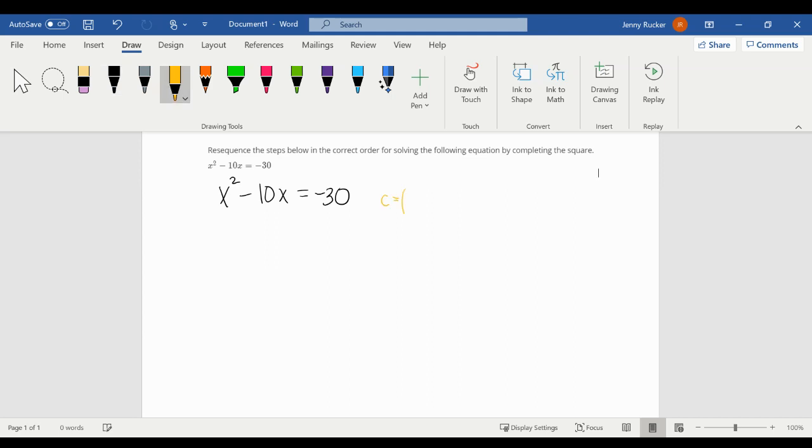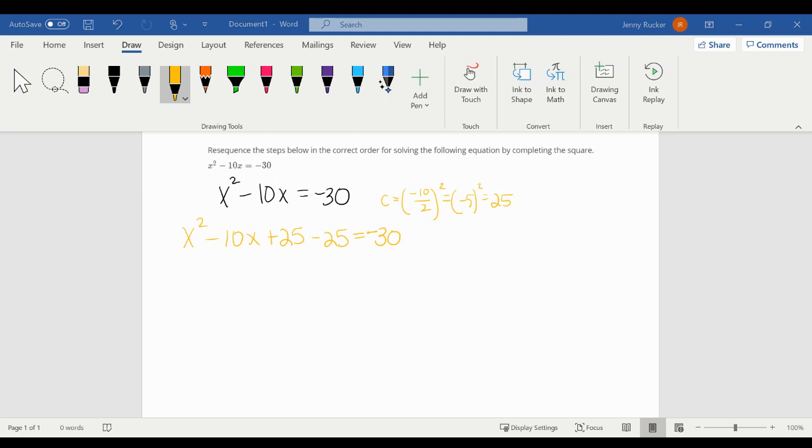So I'm going to do b, which is negative 10, divided by 2, squared, which is negative 5 squared, which is 25. So I'm going to keep my x squared minus 10x. I'm going to do plus 25. Then I have to subtract the 25 to maintain equivalence. So it's still equal to negative 30.